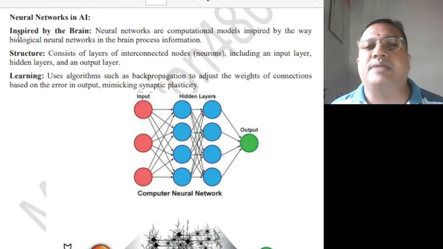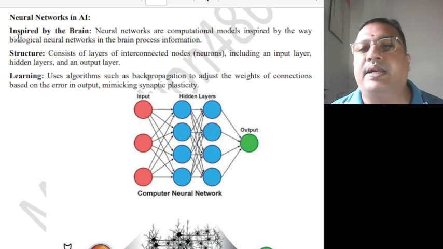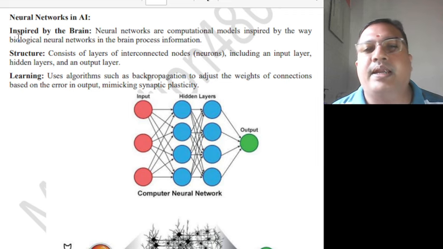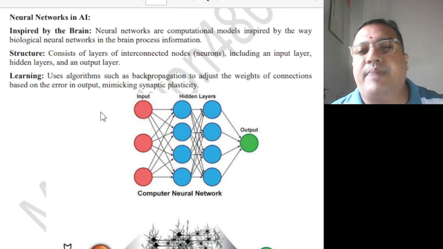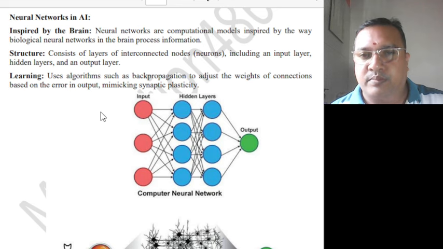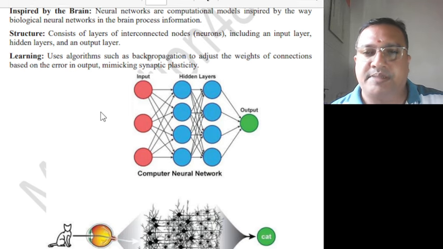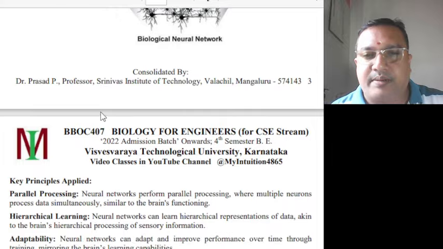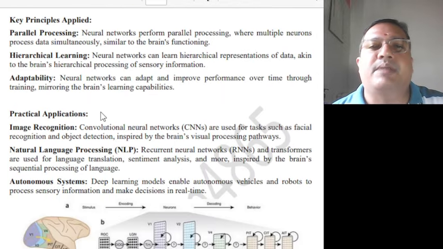The structure consists of layers of interconnected nodes, neurons, including an input layer, a hidden layer, and an output layer. Learning uses algorithms such as backpropagation to adjust the weights of connections based on the error in output, mimicking synaptic plasticity. Okay, moving to the key principles which are applied.